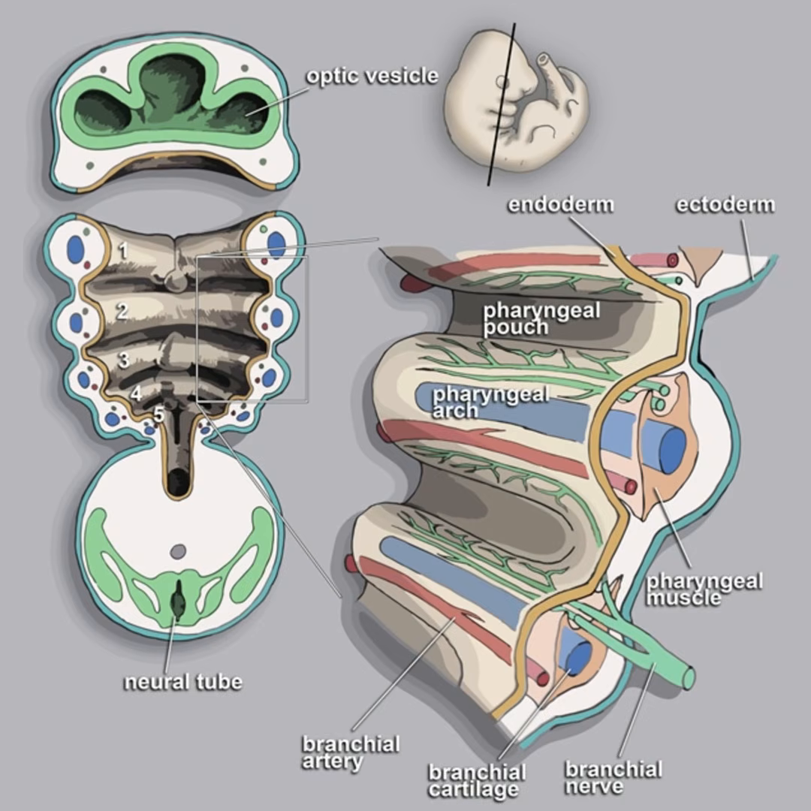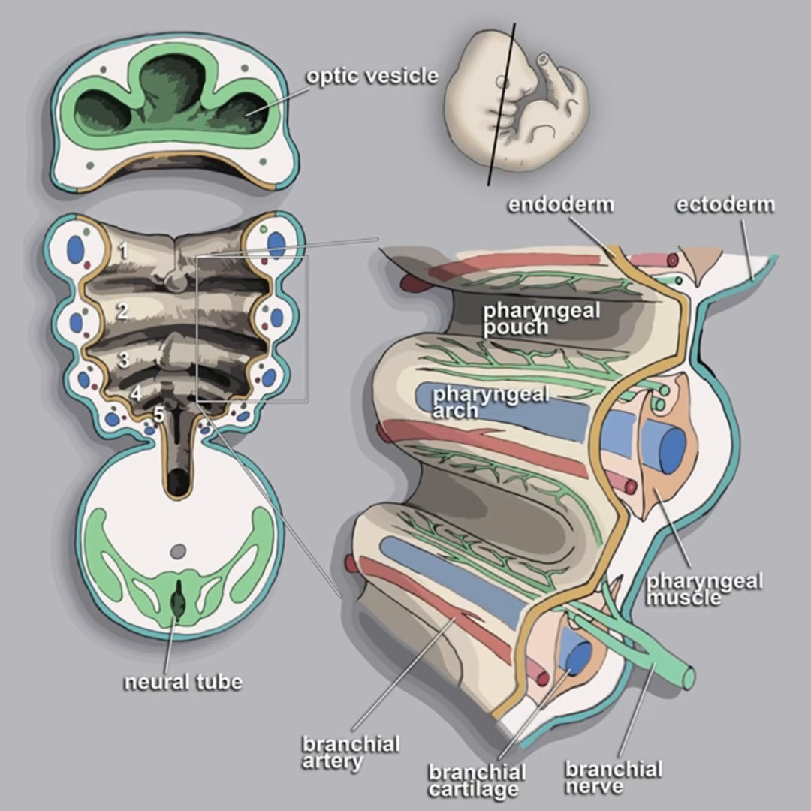The skeletal derivatives from the first arch include Meckel's cartilage, which serves as a template for the mandible but largely regresses, leaving behind the malleus, the incus, and the sphenomandibular ligament. The maxilla, zygomatic bone, and temporal squamous part also form from this arch via intramembranous ossification.